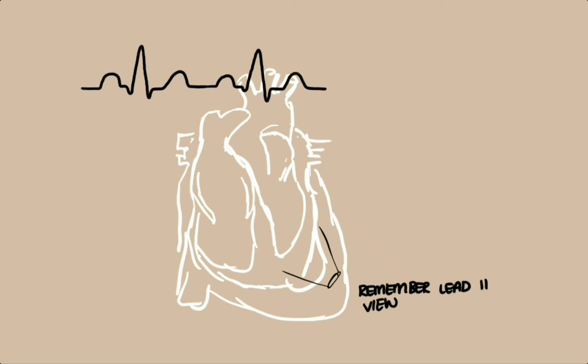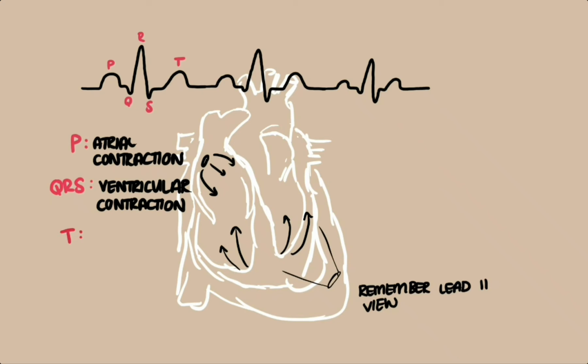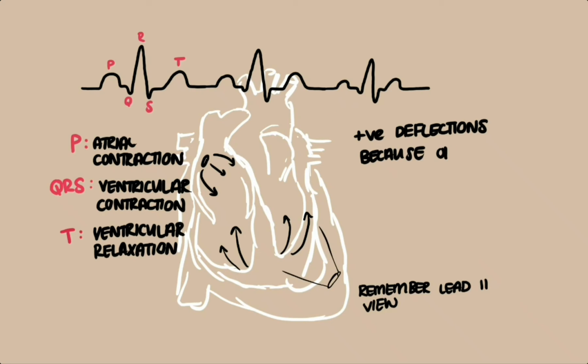So what do each of the waves mean in an ECG? So this is an example of a normal ECG. You've got a P wave, a QRS complex, and a T wave. The P wave represents atrial contraction, the QRS complex represents ventricular contraction, and the T wave represents ventricular relaxation. Again, remember that leads detect electrical activity towards them as a positive deflection, and that's why in lead 2 all the peaks are positive. The QRS complex is much bigger than the P wave, because the QRS complex is about the ventricles, and the ventricles have more muscle mass, so obviously it's going to give you a larger deflection.